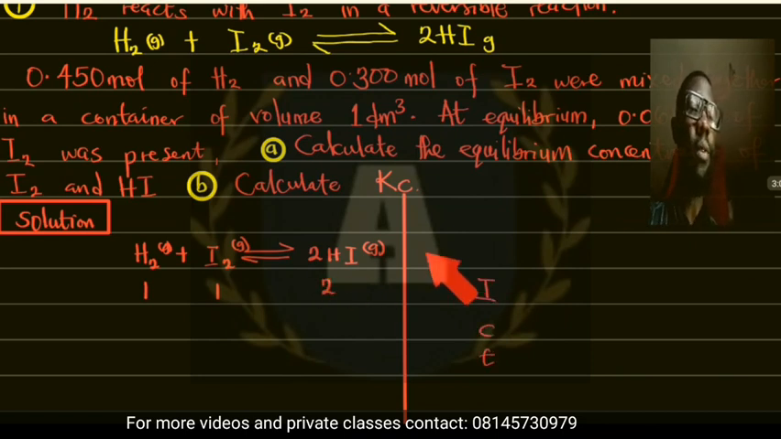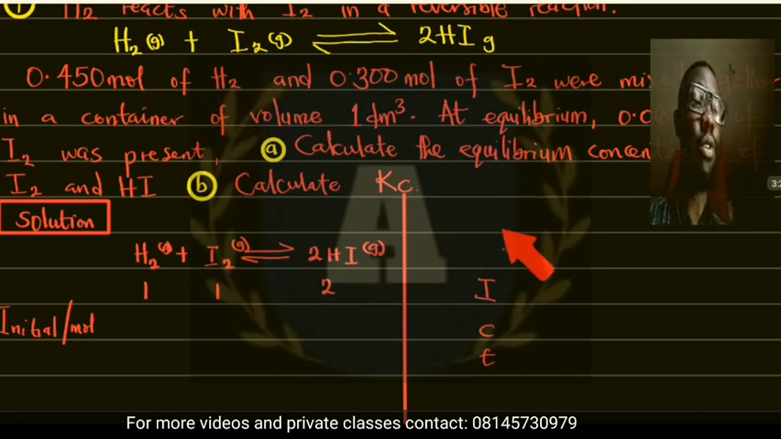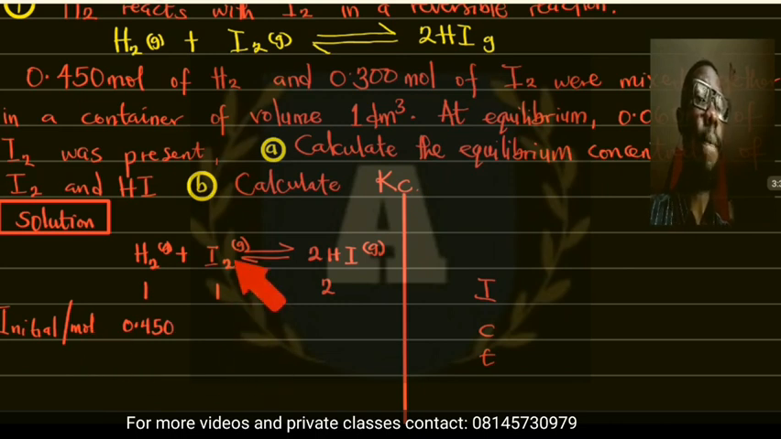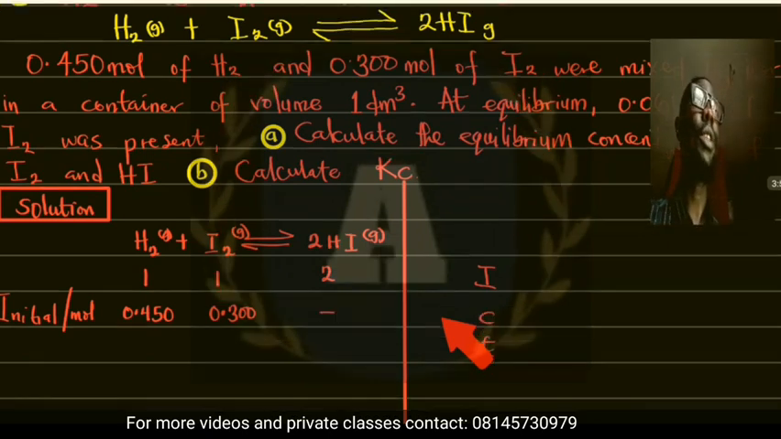So now, firstly, we write the initial mole. Initial, the unit is mole. The initial mole given in the question said 0.45 mole of hydrogen. So under hydrogen, we need to write 0.45 in mole. Okay, 0.450 is accepted. So now the initial mole for iodine, which is 0.300. We are not given the initial mole for hydrogen iodide, so we can write that as dash or 0.